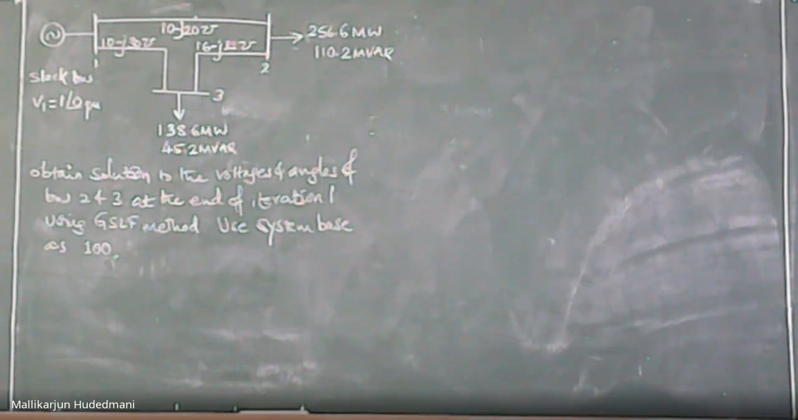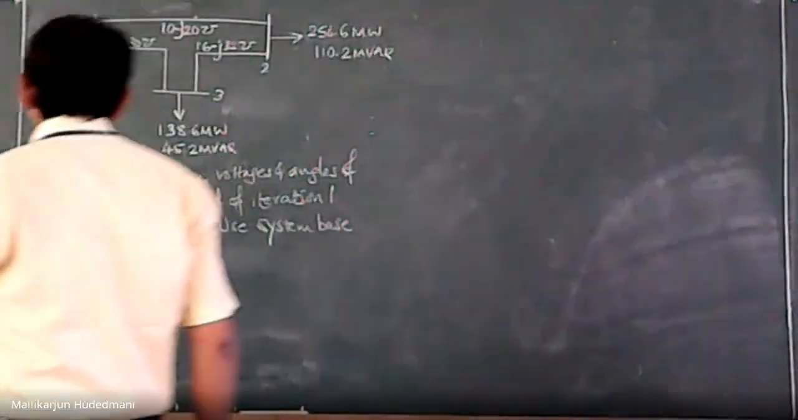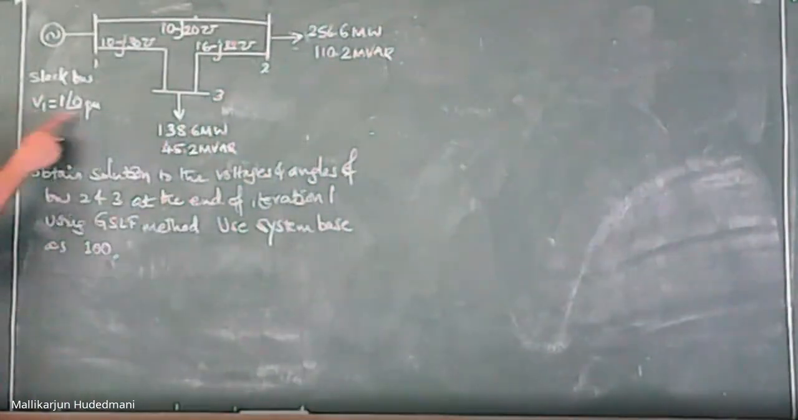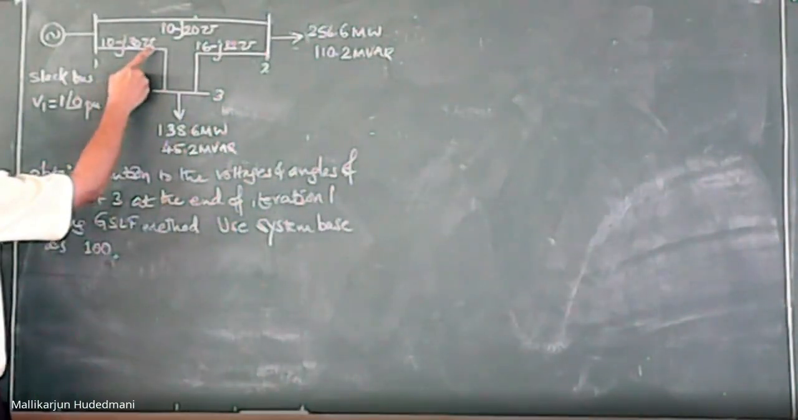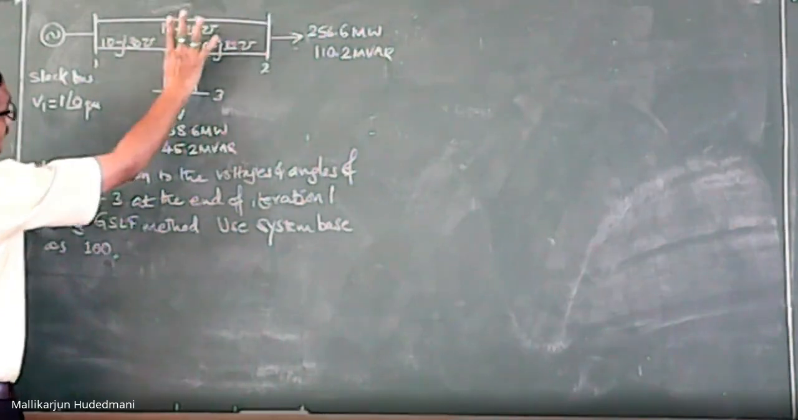Then you are asked to obtain the solution to the voltages and angles of bus 2 and 3 at the end of iteration number 1 using Gauss-Seidel load flow analysis and use system base as 100. Now this is extra information. Why is this base of 100 required? For that you should check. It is only to represent. Can you see over here? V1 is given in per unit. This is also in per unit. Already they are in per unit only.